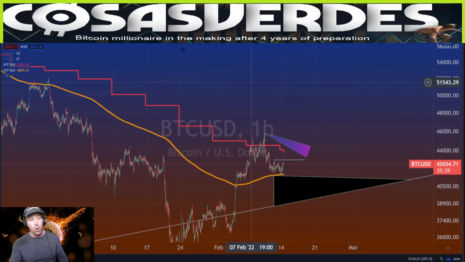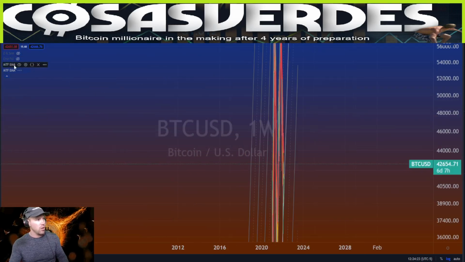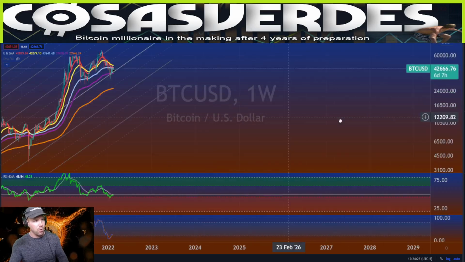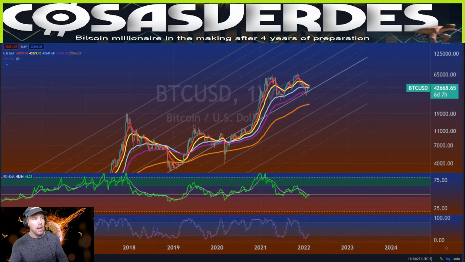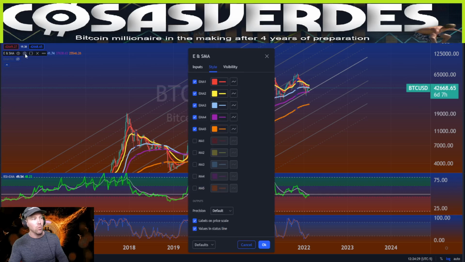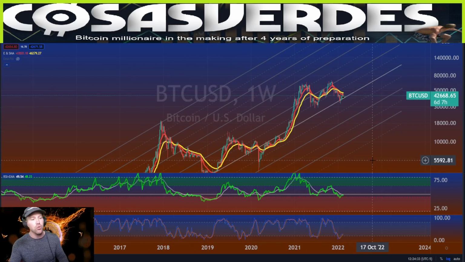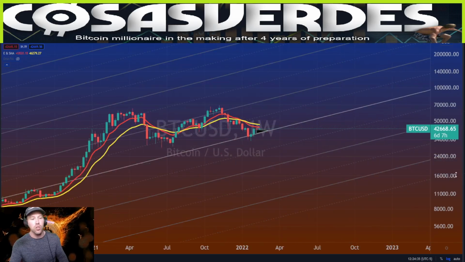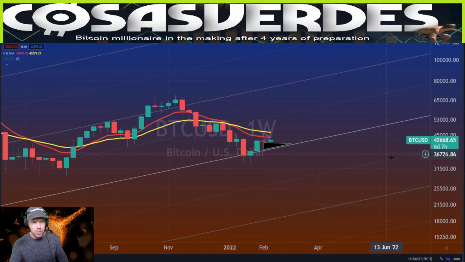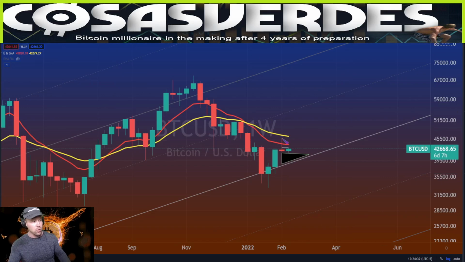Now, if price were... Let's go to the normal weekly chart here, and I'm going to put on the 10 and 21 EMA. Price this week really has almost no chance of flying, and I'm going to show you why. It's extremely unlikely that this week is super bullish. Now, could it close green? Absolutely, but it's not going to fly this week, and here's why.